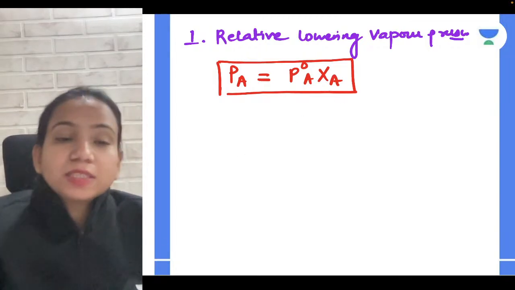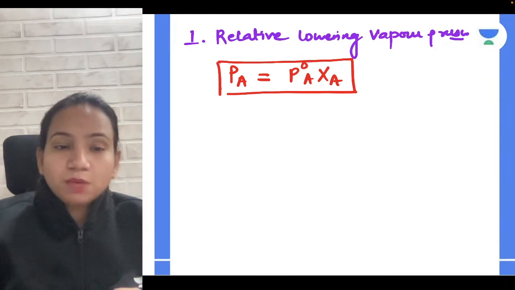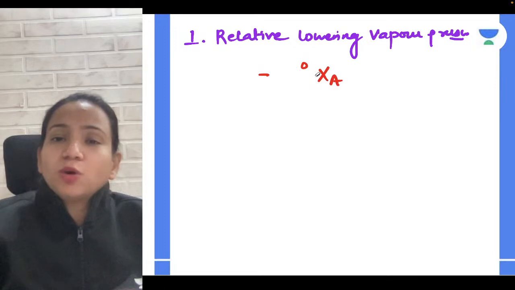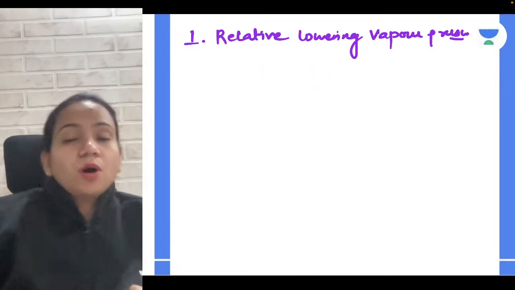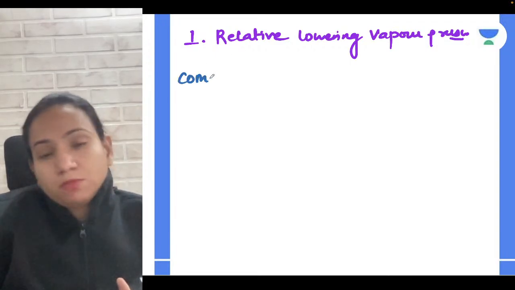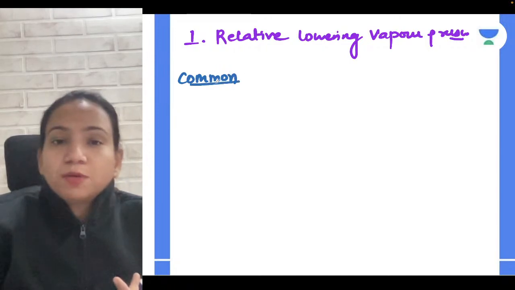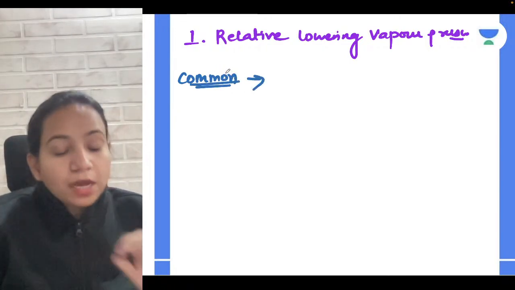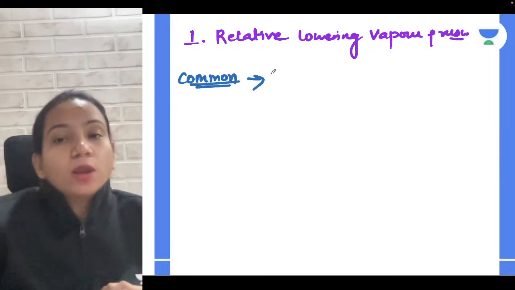But when we'll be discussing colligative properties, guys, I want to tell you one very important thing before learning about this formula. Whatever colligative property you are going to talk about, whether relative lowering of vapor pressure, osmotic pressure, depression in freezing point, or elevation in boiling point, the common statement by which you are going to observe these properties is what? That when a non-volatile solute is added to a volatile solvent.